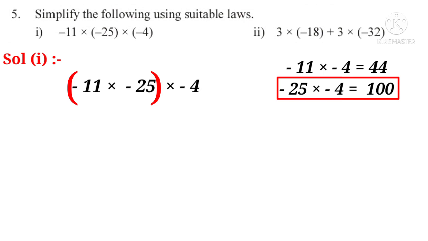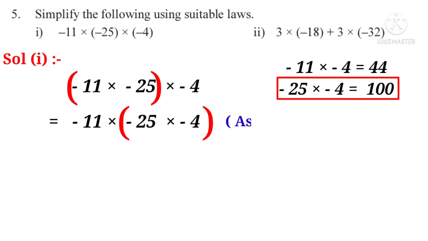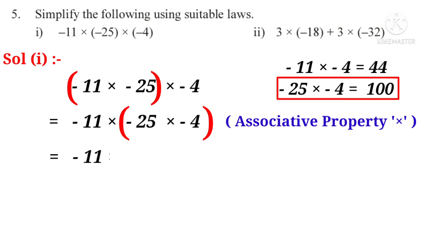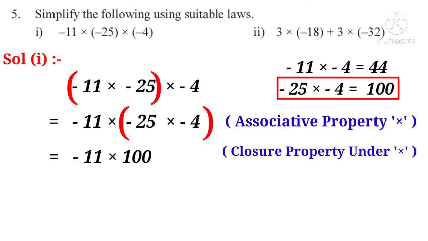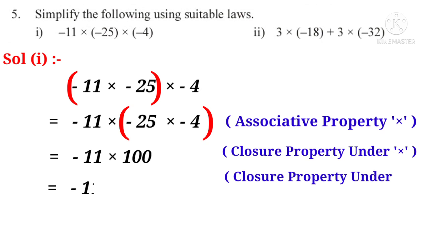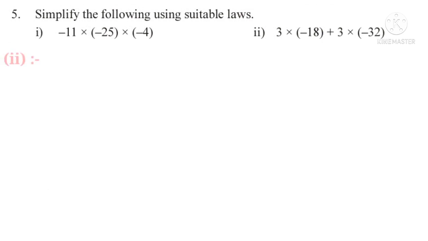So first group the first two integers. That is equal to... Now group the last two integers. This is using the associative property under multiplication. Now minus 25 into minus 4 is 100. Now a negative number into a positive number becomes a negative integer using the closure property under multiplication, that is equal to minus 1100.